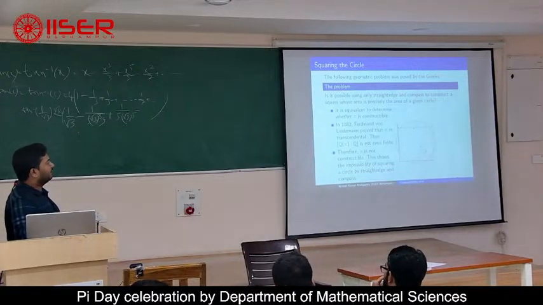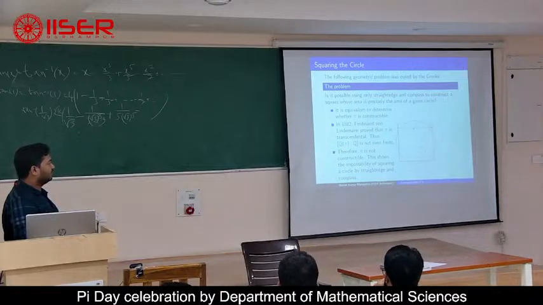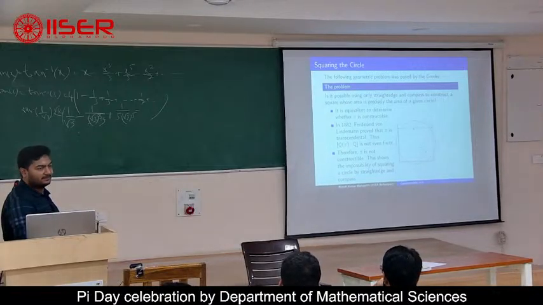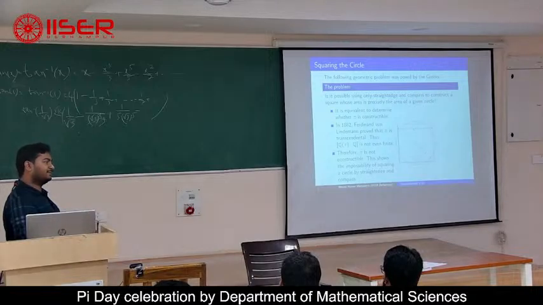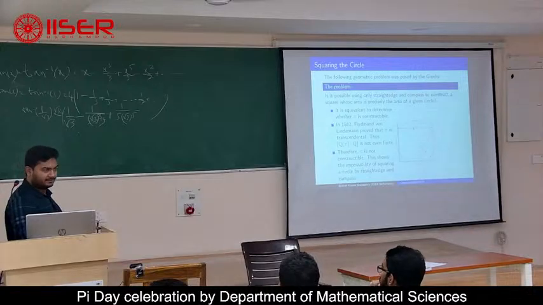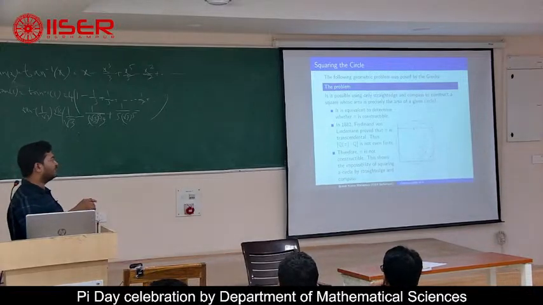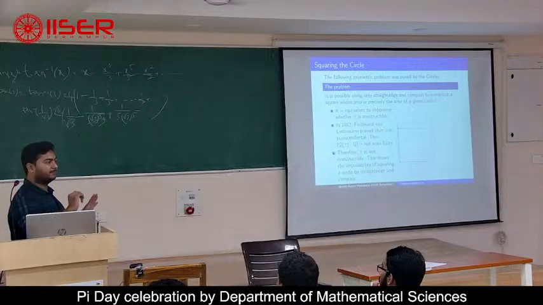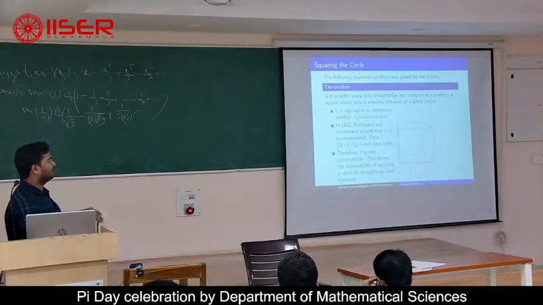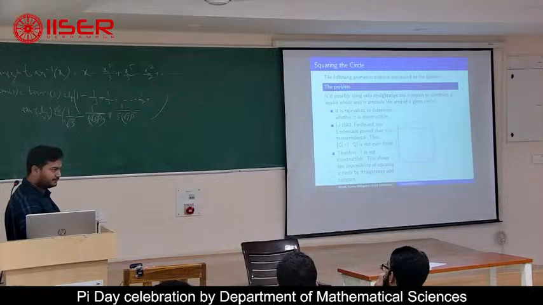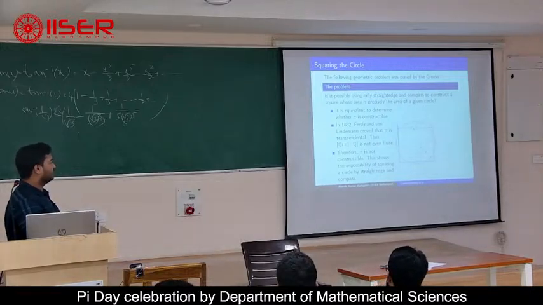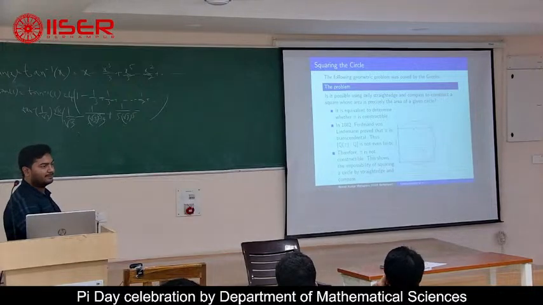In 1882, Lindemann proved that pi is transcendental, meaning it is not even algebraic. So the degree of extension is not even finite, because for it to be constructible, it has to be 2 to the power k. But here the degree is not even finite. This implies that pi is not constructible, which gives a negative answer to the question: it is impossible to square the circle with the help of straight edge and compass.